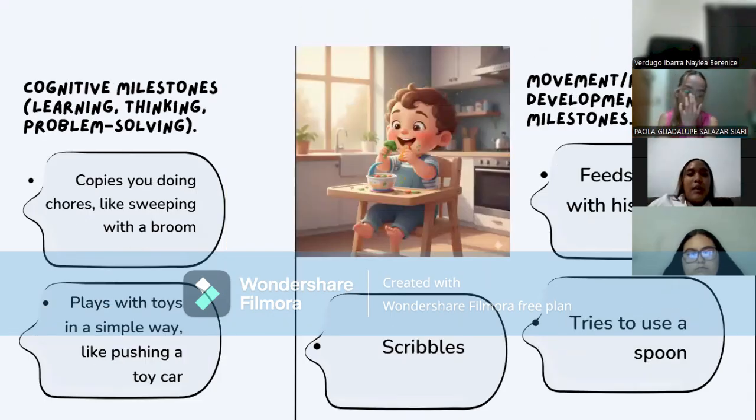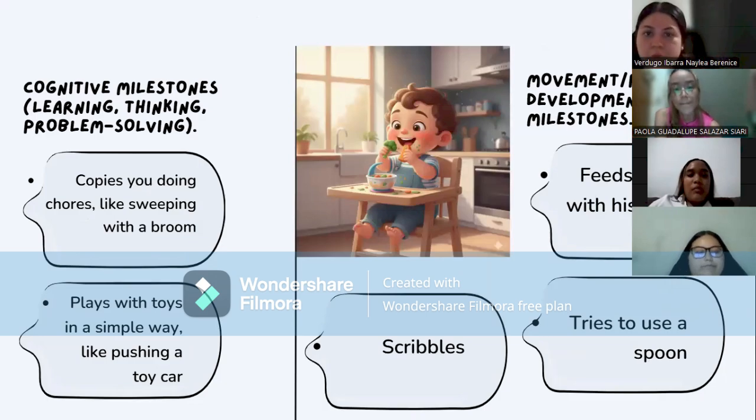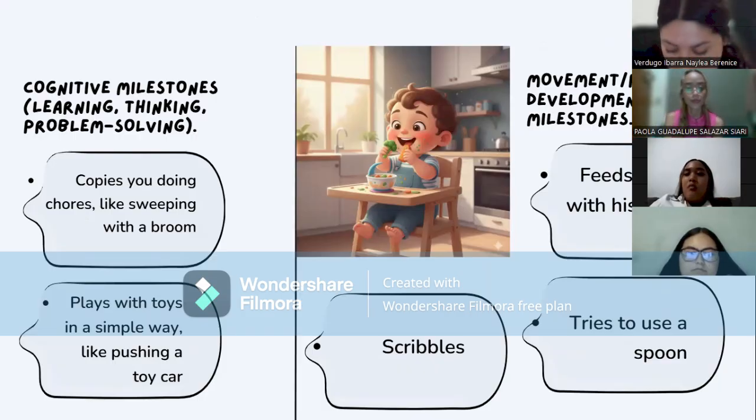And cognitive milestone, learning, thinking, problem solving: copies you doing chores, like sweeping with a broom; plays with toys in a simple way, like pushing a toy car. Movement, physical development milestone: feeds himself with his fingers, scribbles, and tries to use a spoon.